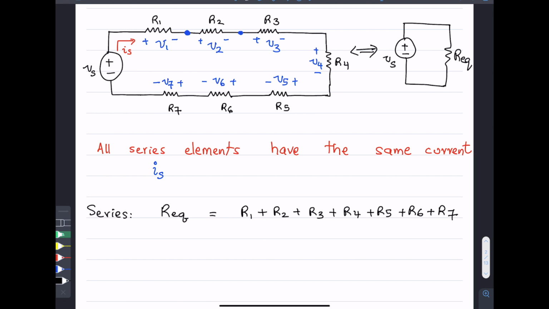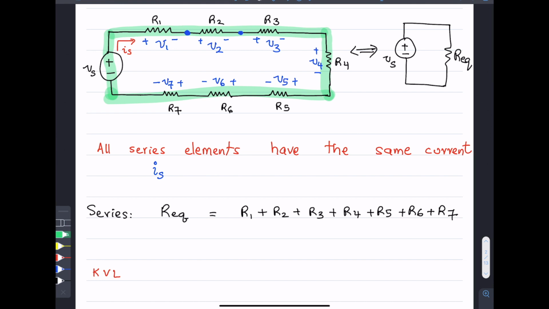Now we can get this result. I'm kind of giving you the result up front. How did I get this result? It's pretty straightforward. If we use KVL, Kirchhoff's voltage law, around this loop, so you choose a closed path, that's the closed path I'm choosing, and apply Kirchhoff's voltage law around that closed path, then you can arrive at this result. So let me demonstrate how I arrived at this result.